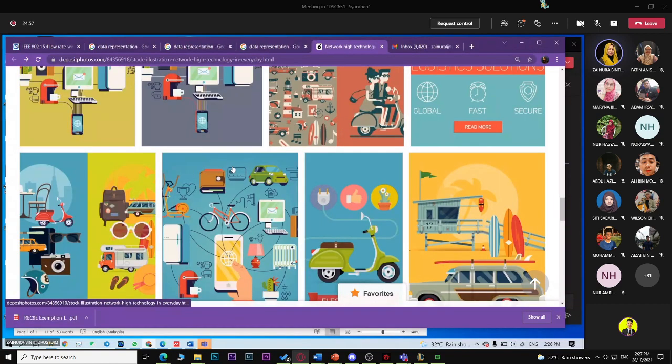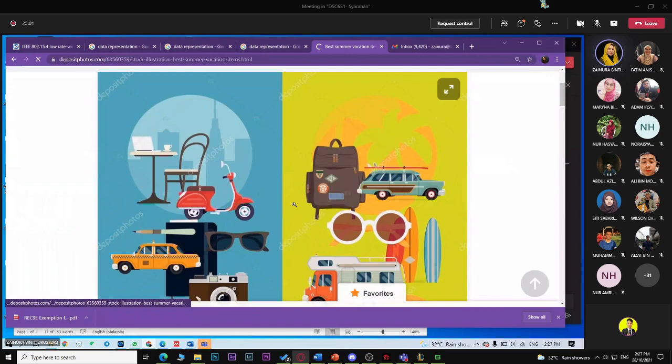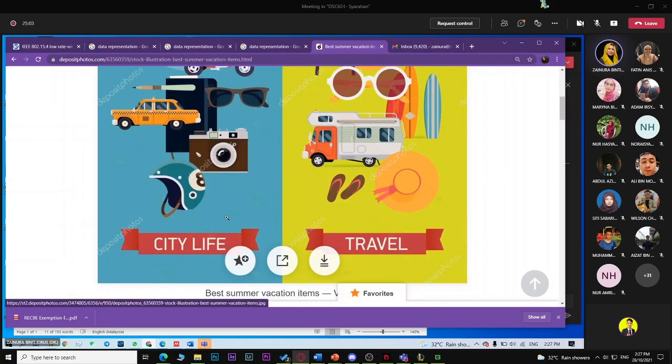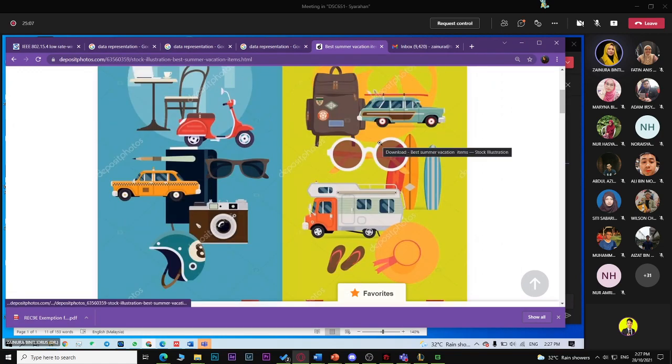Some is just a design saja. Probably this one, lebih kepada design je ni. City life travel. Dia tak ada macam usually yang ada tu, dia akan ada arrow, dia akan ada time. Itu selalunya data proses lah. Kalau macam ni tak ada. This more sometimes just a background design, cantik-cantik design je.